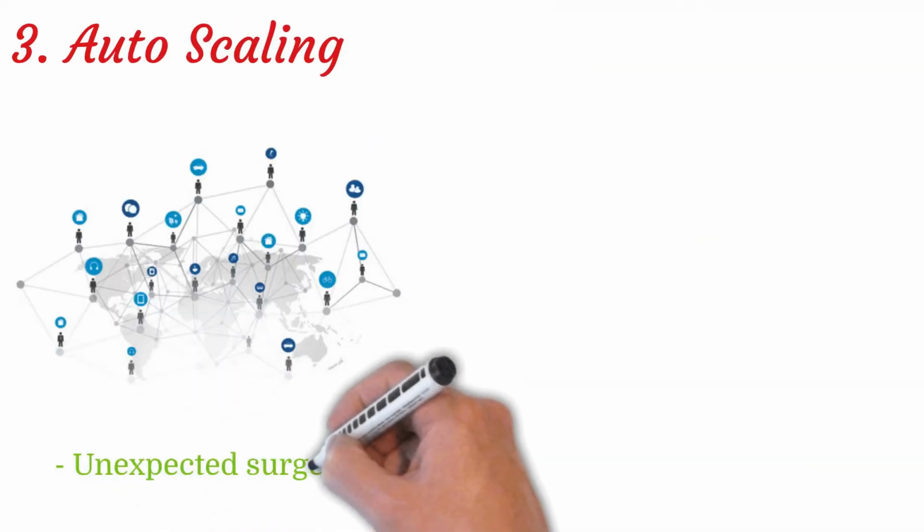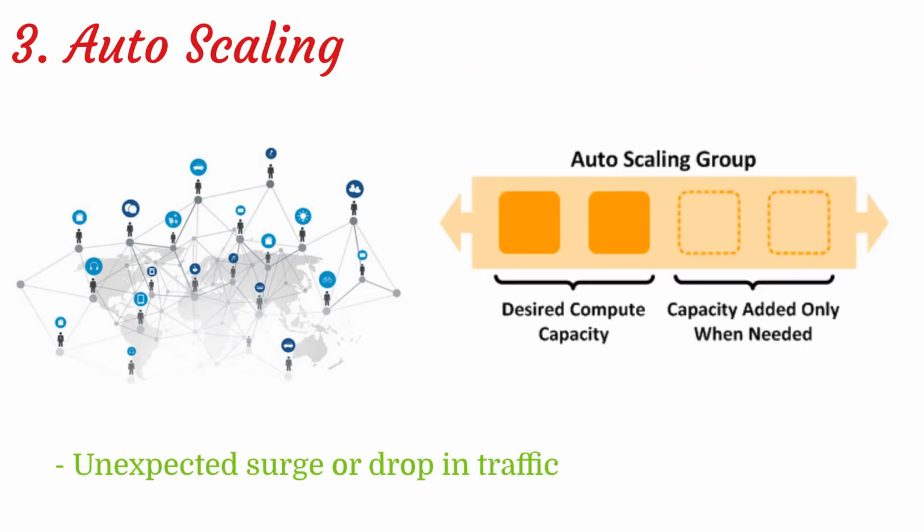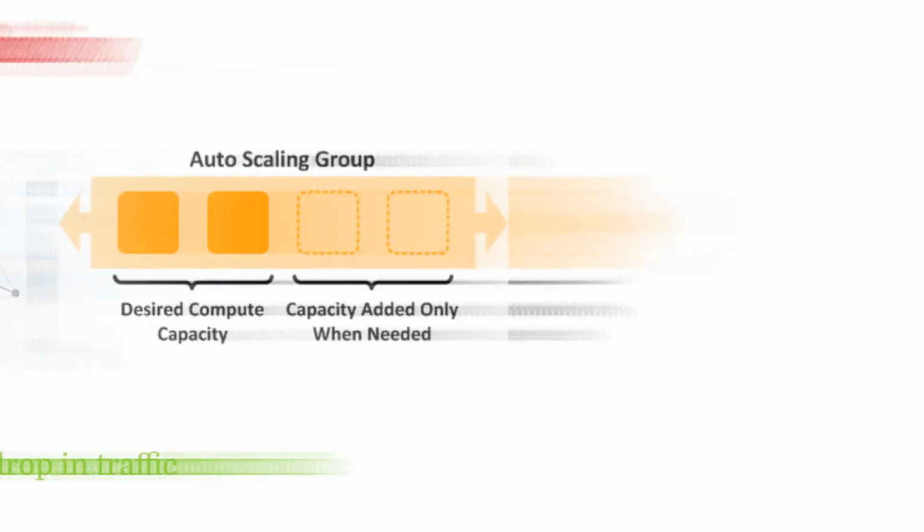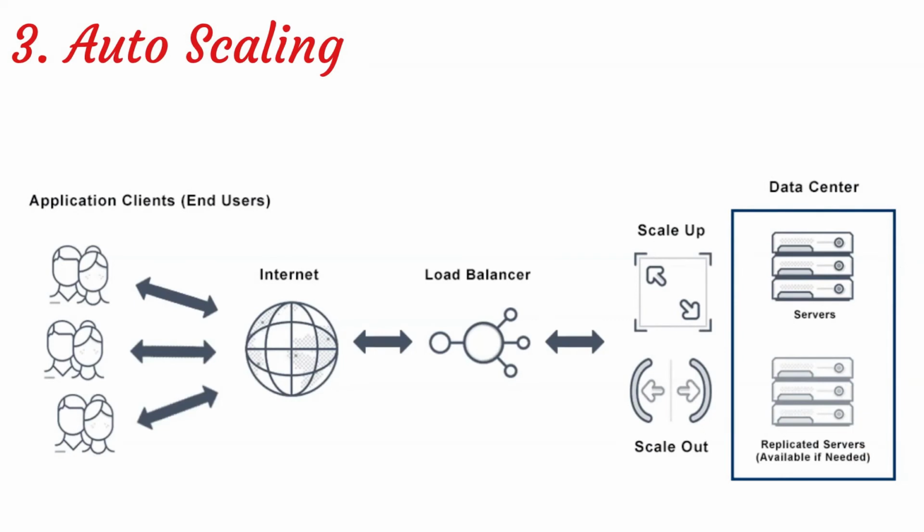3. Autoscaling. To meet the unexpected surge or drop in traffic, we need to adjust the number of servers to serve the traffic. With Amazon's Autoscaling Group or ASG service, we have EC2 instances added or terminated as per requirements. In our case, we want to keep EC2 instances in ASG and allow it to grow or shrink per incoming requests.